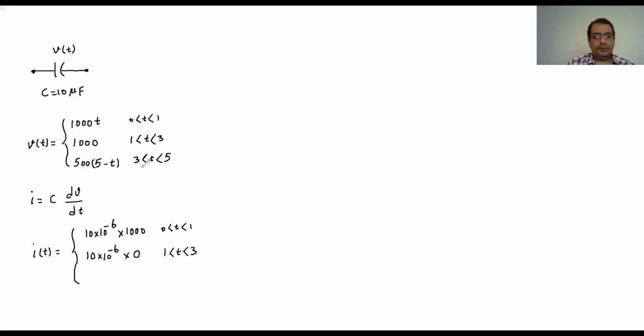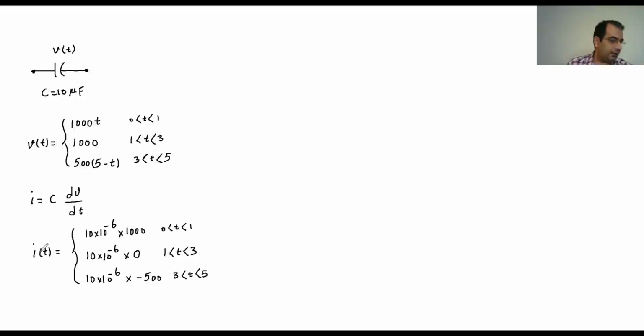And then for here, again, the magnitude of C is 10 times 10 to the negative 6. And for this one, if you get the dV over dt, the first term is going to be 0 and the second term is going to be negative 500. So you're going to times negative 500 for t between 3 and 5 seconds. And then we can even simplify that further. So this is the I.